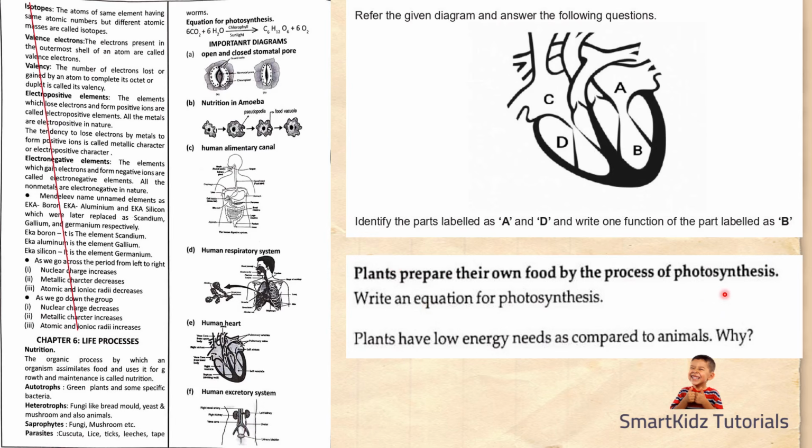Plants prepare their own food via photosynthesis. Write an equation for photosynthesis, which is here. Plants have lower energy needs as compared to animals. Why? Of course, plants don't move. Animals move, right? But movement requires a lot of energy and to do a lot of work.